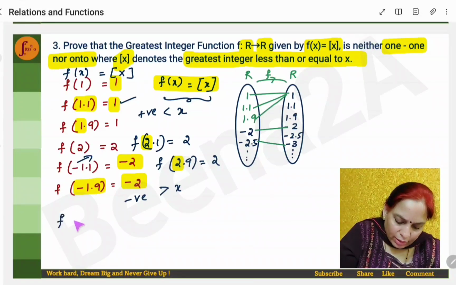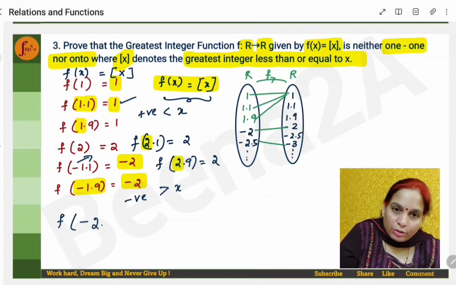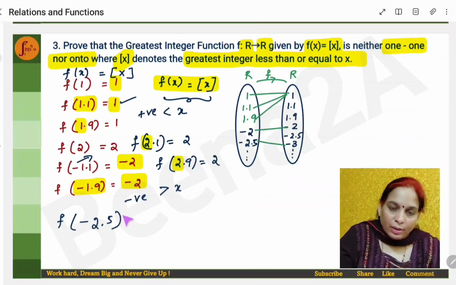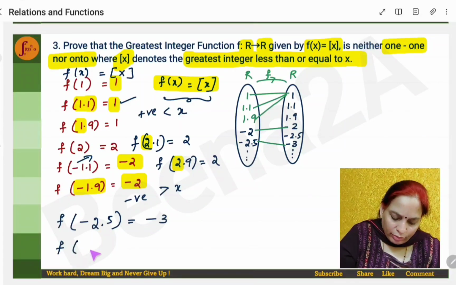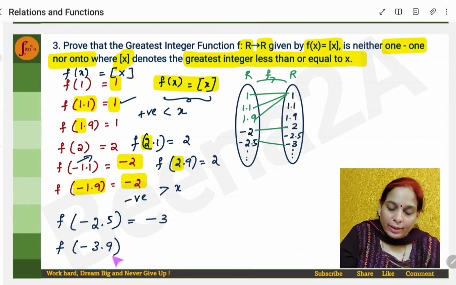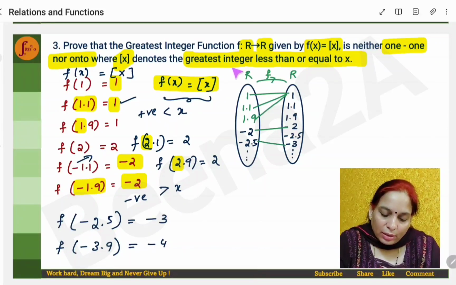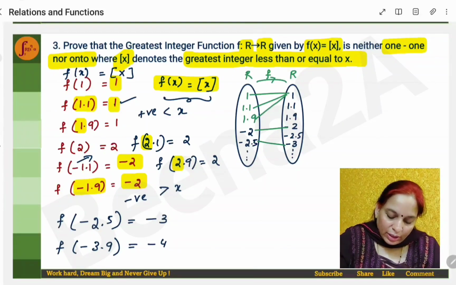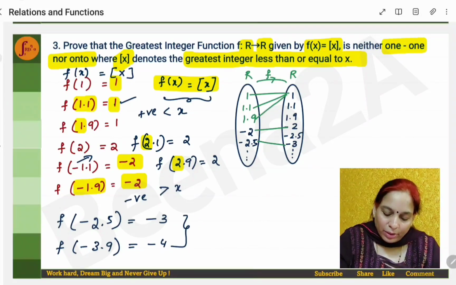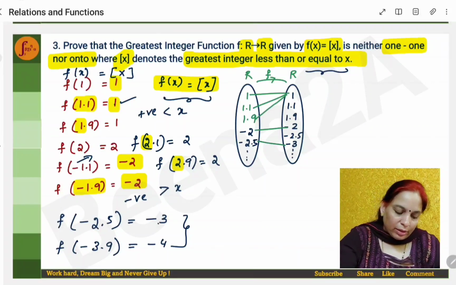Now if I have, say, f of minus 2.5, then what is the greatest integer function? It will be minus 3. If I have f of minus 3.9, then the greatest integer function would be minus 4. So basically it should be less than. When it is negative numbers, minus 3 is less than minus 2.5, and minus 4 is less than minus 3.9. So it should be less than or equal to x, right?